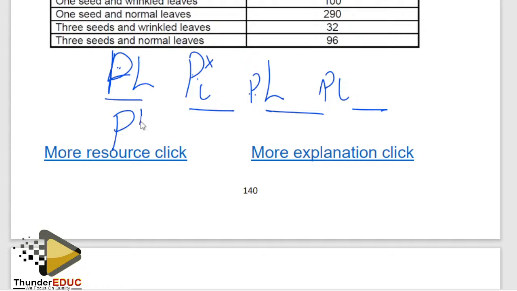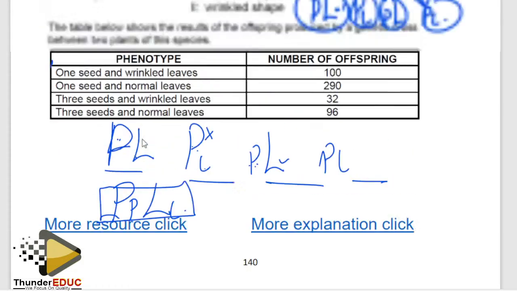I will have to write a capital letter here. But because I have a small p, I will have to write the small p. Then I go to L, capital L. Do I have another capital L? Yes. Do I have a small l? Yes, I have a small l. Therefore, it's going to go with a small l. Therefore, this becomes the genotype of the parent.